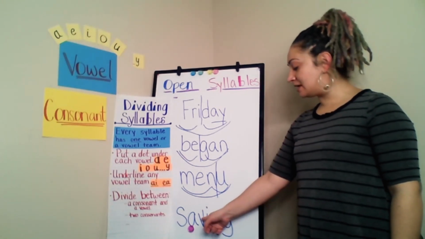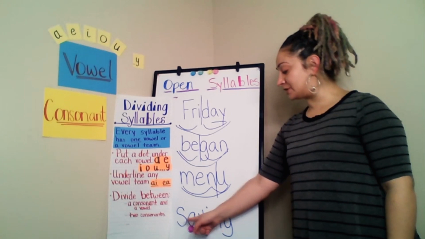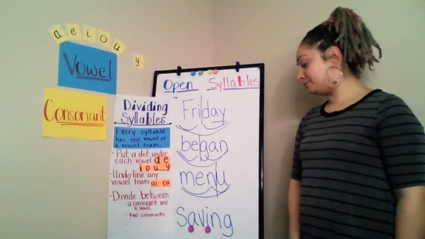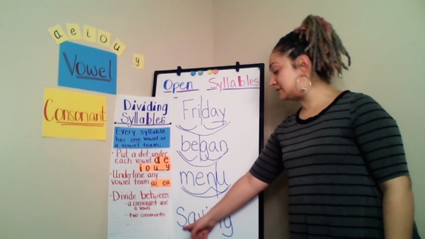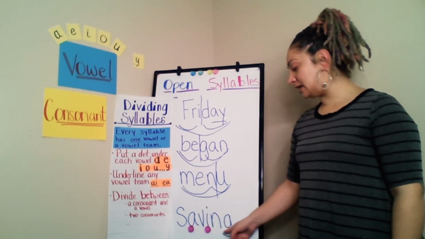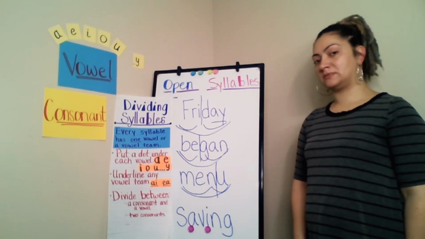We need to decide, is that consonant going to go with the first syllable or should it go with the second syllable? Let's try to put it with the first and see what happens. If we put the V with the first syllable, our A will make the short A sound. So we would have sav, ing. Saving?